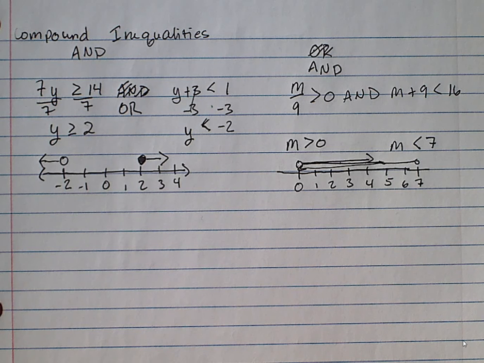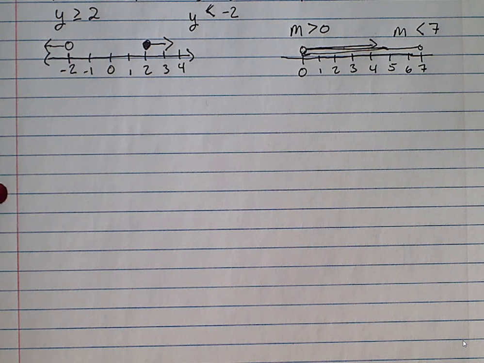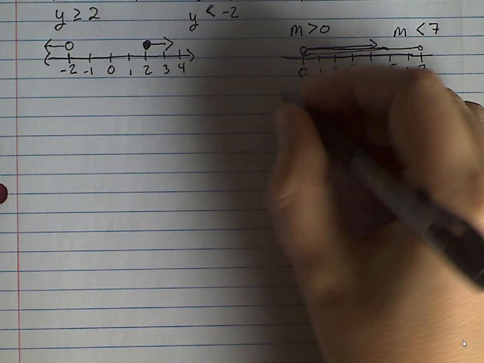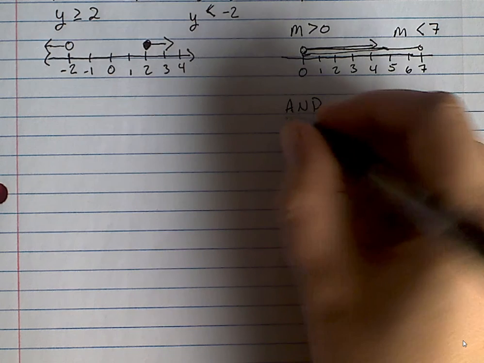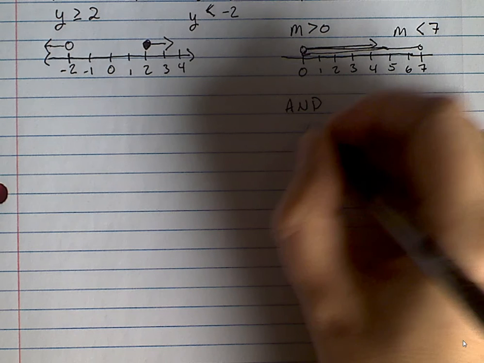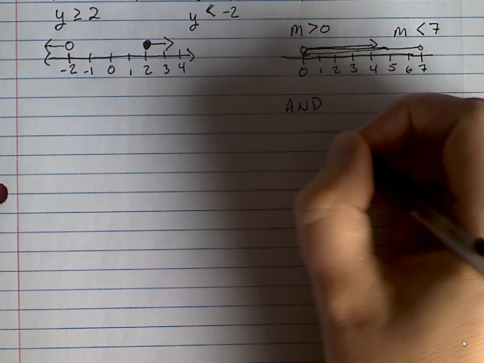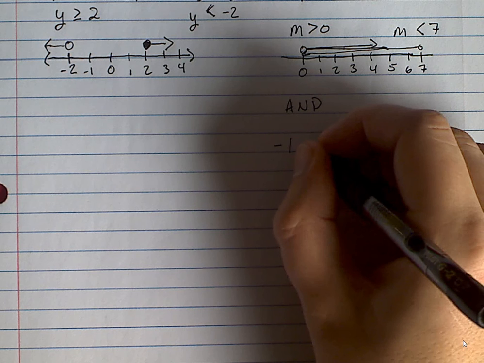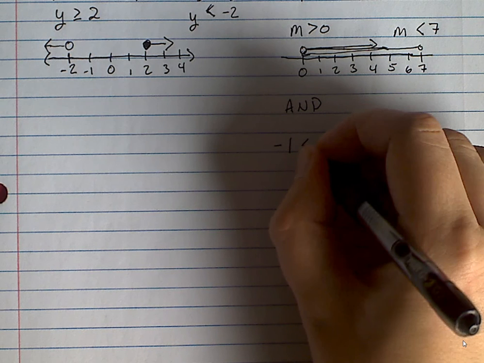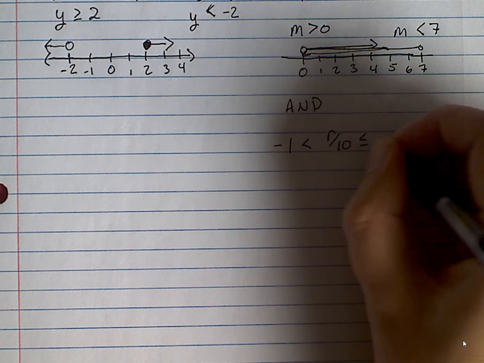Okay? So there's one more example I want to show you guys. And that's one thing that might kind of throw you off. And this is one version of the AND inequality. So this is another version of the AND inequality. The AND inequality can be written, the OR inequality can't be written this way, but the AND can, where it can be written as one big inequality that has 3 sides to it. And this is directly from your homework. We're going to do -1 is less than r divided by 10, which is less than or equal to +1.